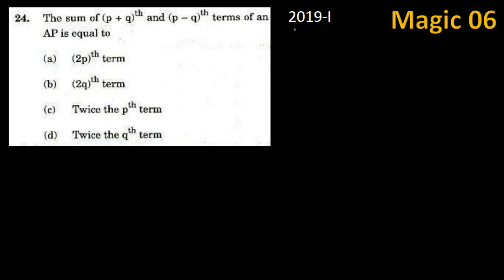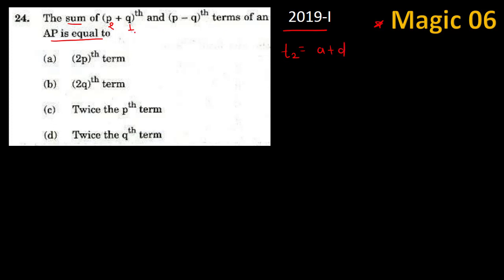So the question is from 2019. The (p plus q)th term and the (p minus q)th term, the sum of these two terms of an AP is equal to what? So consider p is 2 and q is 1. Again, I am using the substitution method. So p is 2 and q is 1. So see here, p is 2 means I am taking the second term. T2 is a plus d.